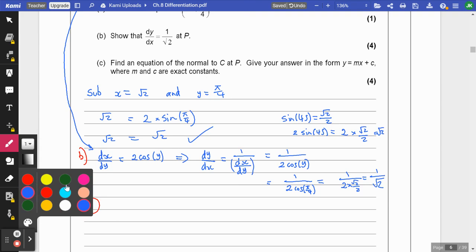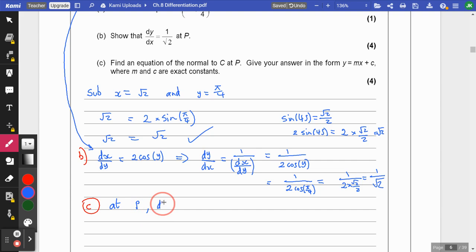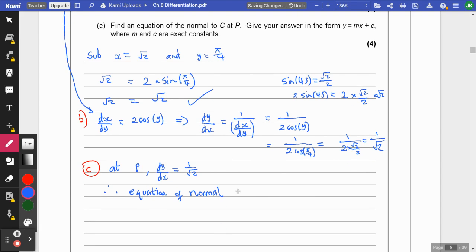And then with part C now, it is to work out an equation of the normal to C at P. So at P, we already know that dy dx equals 1 over root 2 because it's what we were asked to show. So therefore, the gradient of the normal is going to be the negative reciprocal of 1 over root 2. So that's going to be minus root 2. So if we apply y equals mx plus c, we've got y equals minus root 2 x plus c.